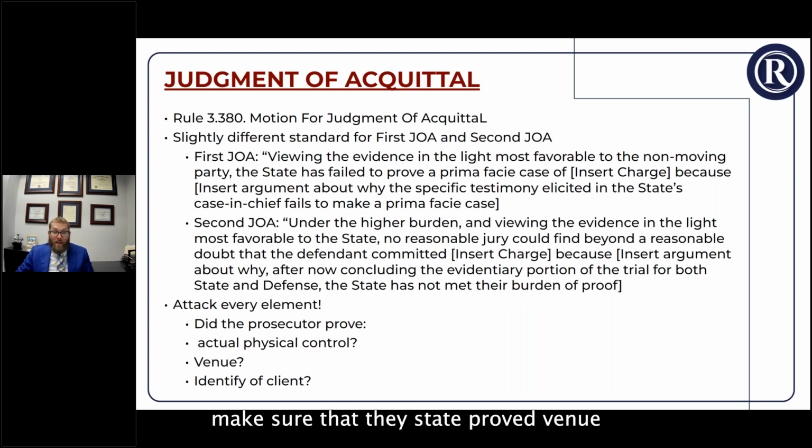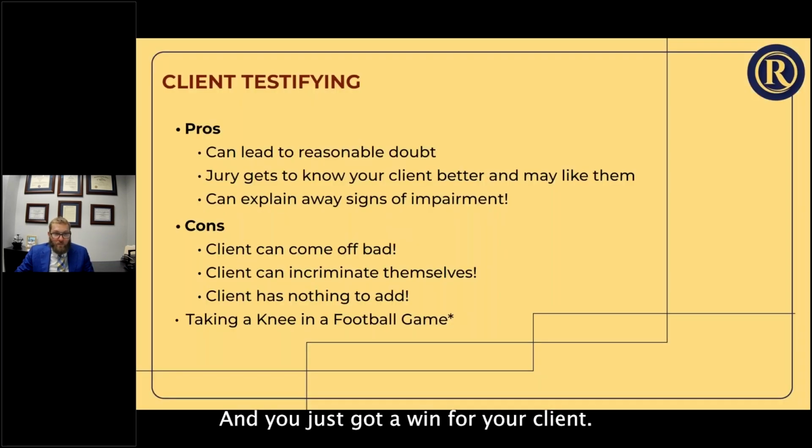Make sure that the state proved venue. Make sure they identified the client. These are two very important things that sometimes don't happen in a trial. It's very rare that it hasn't happened, but it does happen, especially in misdemeanor DUI trials. If it's two first-time prosecutors trying a case, maybe his trial partner didn't remind him, he missed the venue, that's an easy JOA, and you just got to win for your client.